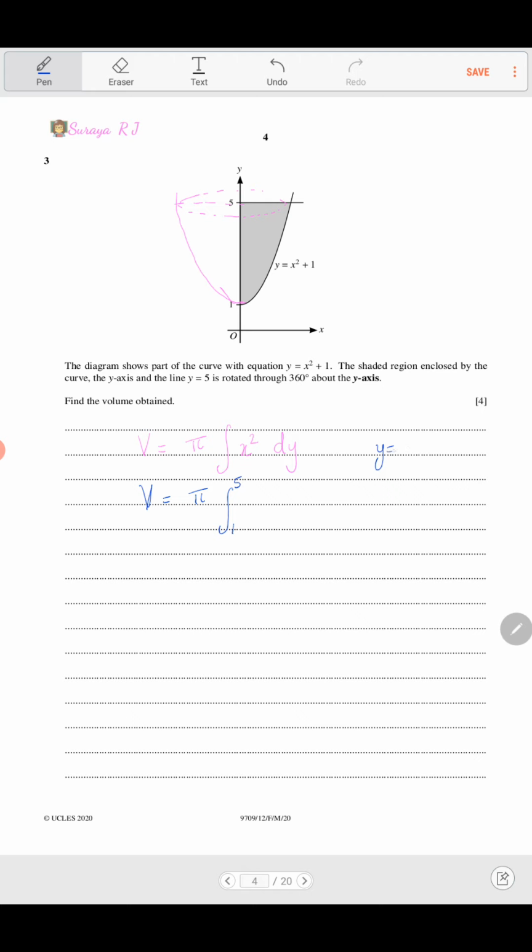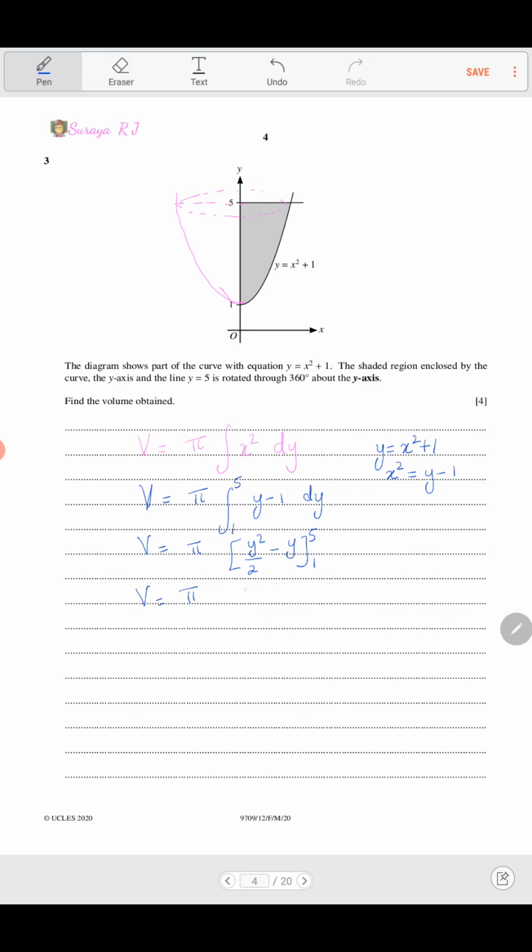So the equation of the curve is y is equal to x squared plus 1. So x squared is equal to y minus 1. Here we have y minus 1, and we integrate with respect to y. So volume is equal to pi, we have y squared over 2 minus y. And here we have the limits.